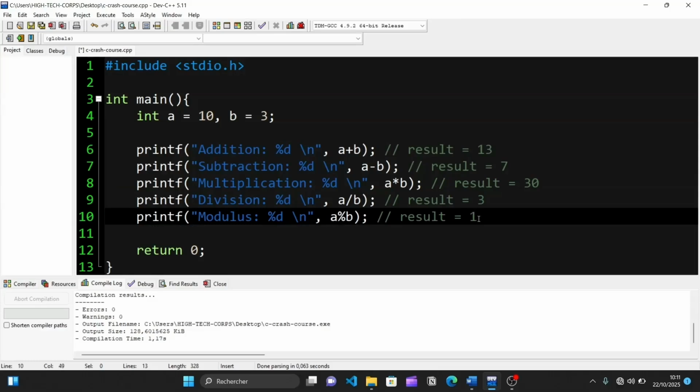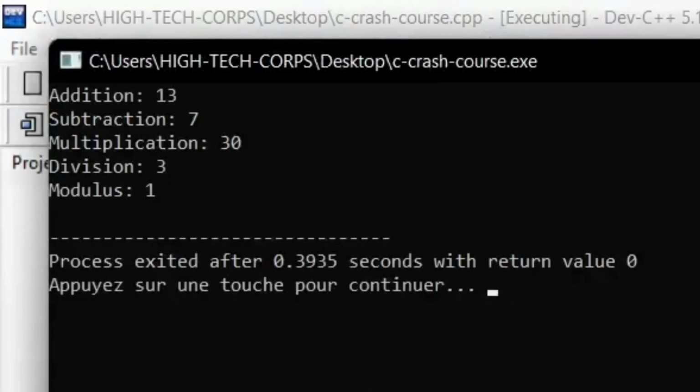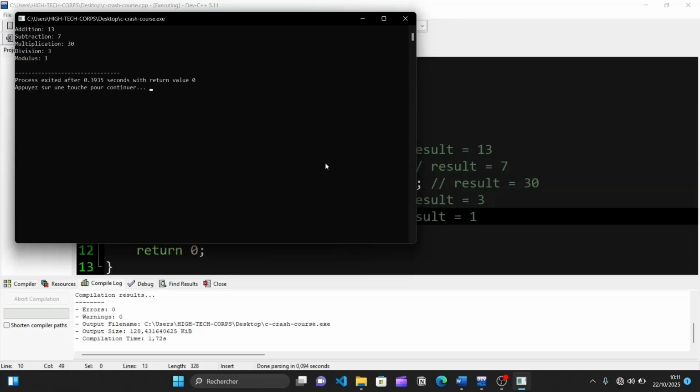Now let's run our program to see the result of these different operations. Okay, so we see addition 13, subtraction 7, multiplication 30, division 3, and modulus 1 as expected. So guys, those are arithmetic operators in C programming.